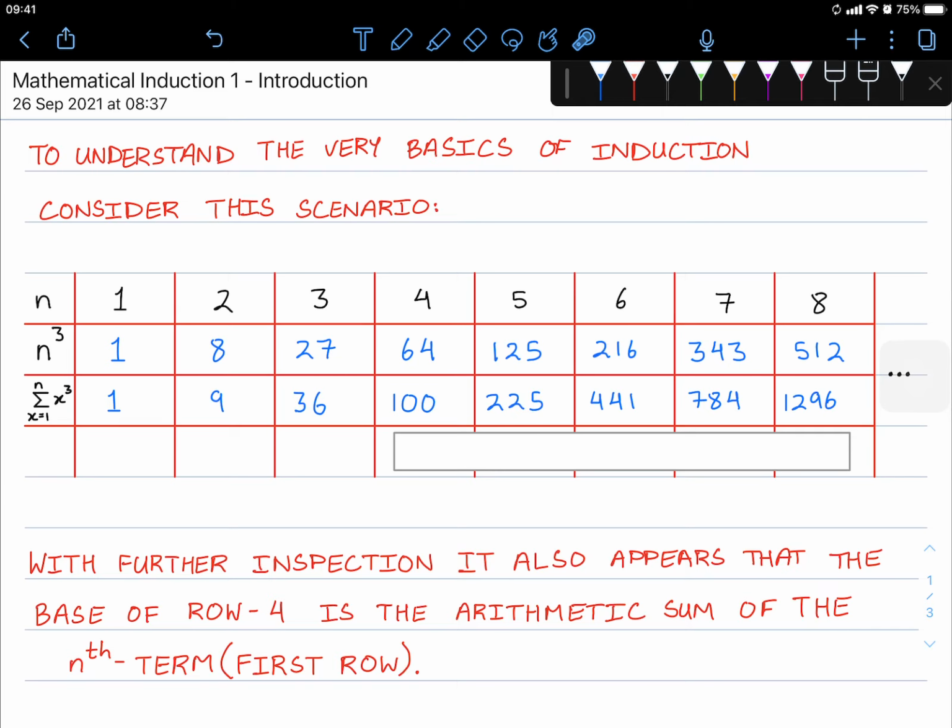Hello class, this is a video tutorial on the introduction to mathematical induction. So to understand the very basics of induction, let's consider this scenario here.